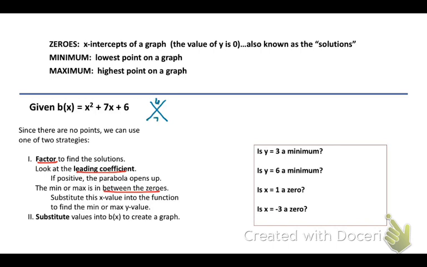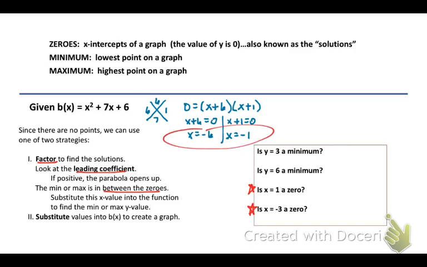So with this one, when I factor, I look for two numbers that multiply to give me 6 and add to give me 7, which are 6 and 1. So this will factor as x plus 6 times x plus 1. I can set those each equal to 0. And so I know I have two zeros where x is negative 6 and x is negative 1. So right away, I know that this is going to be a no, and this is going to be a no, because my zeros are these values.